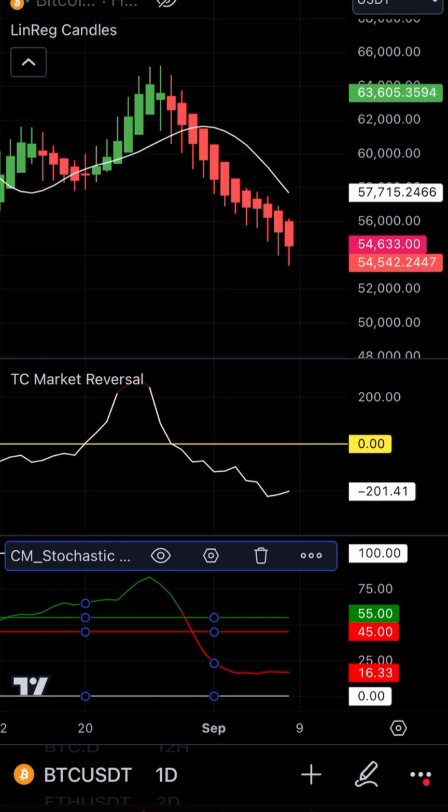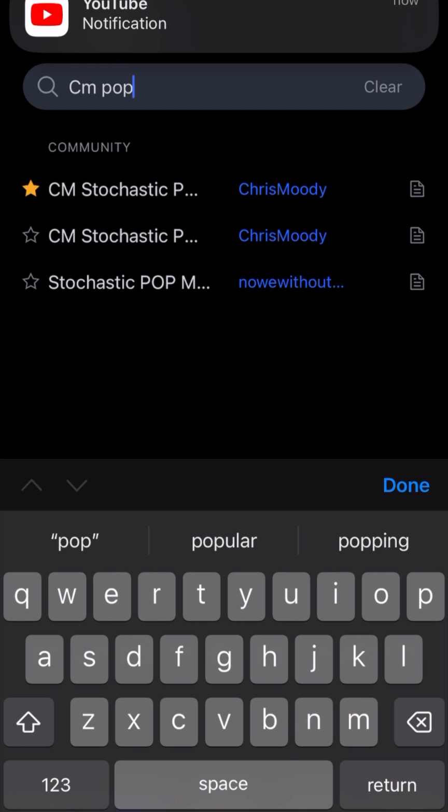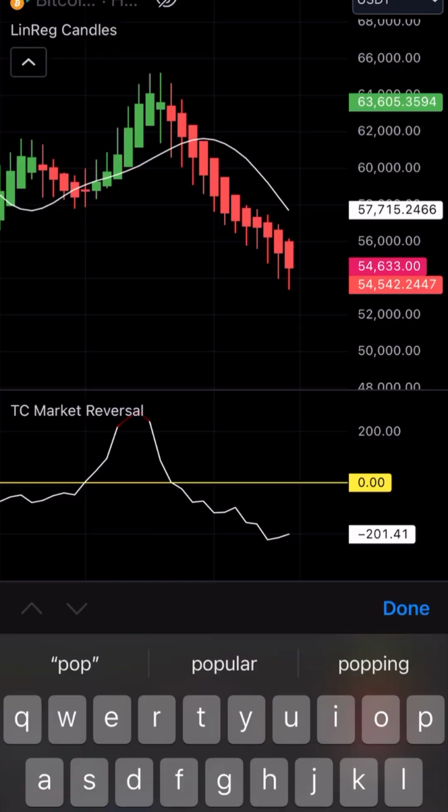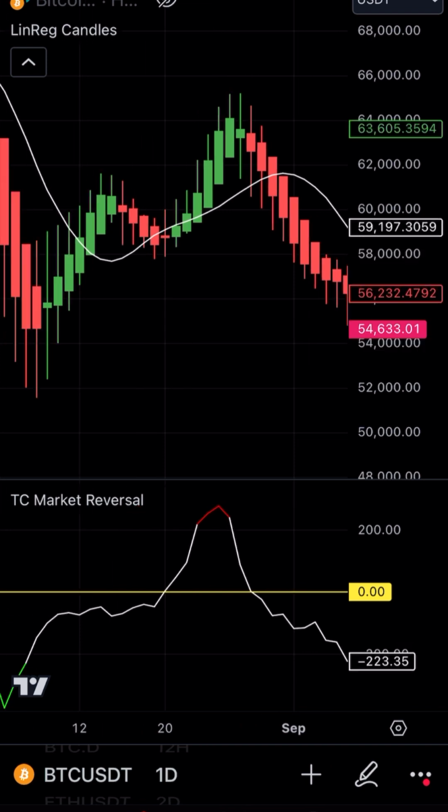So if you don't want this specific Market Reversal, you can use the CM Pop. It's called the CM Stochastic. So just load that up. But I prefer having the Trade Confident one. Anyway, they work about the same.